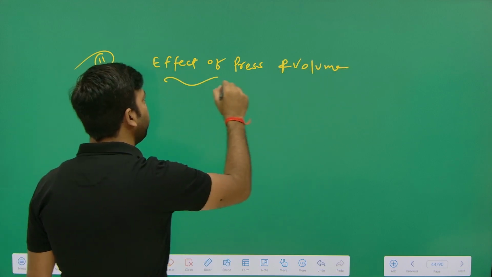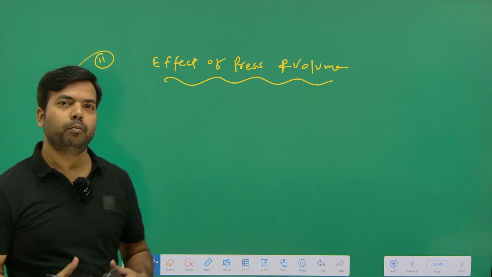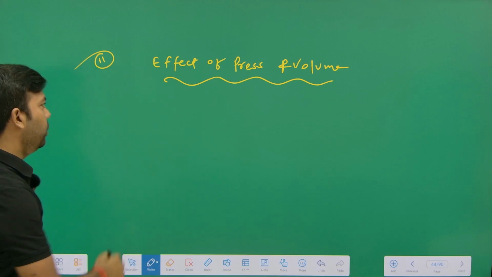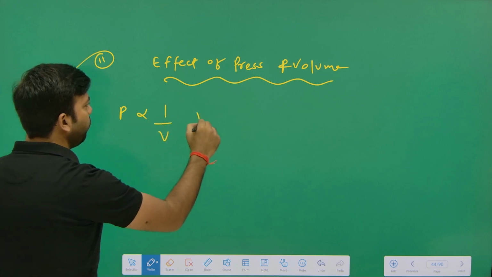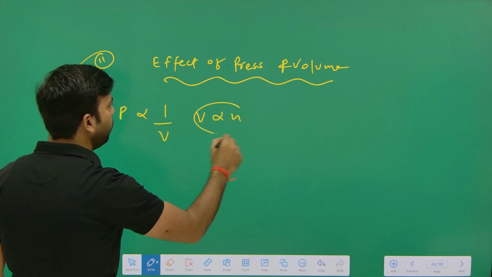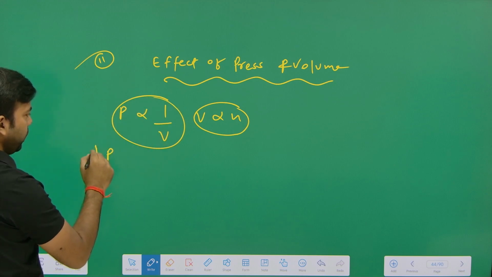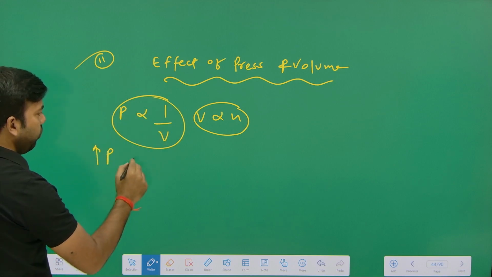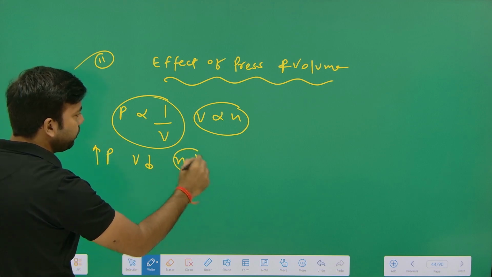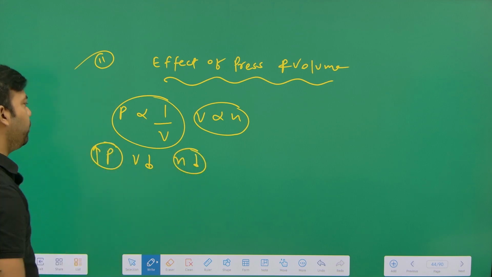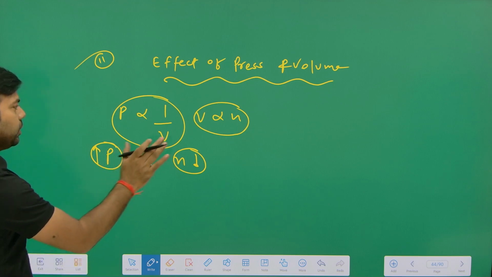Whenever you have an effect of pressure and volume, always figure out the number of moles. Look at the relationship: pressure is inversely proportional to volume, and volume is directly proportional to mole. So if you raise the pressure, volume decreases, and volume decreases means mole decreases. So simply you can say pressure is inversely proportional to mole. Clear? So if you raise the pressure, mole is decreasing.